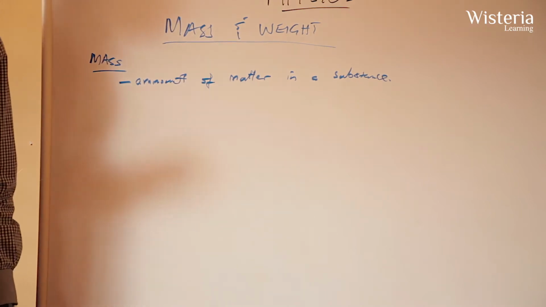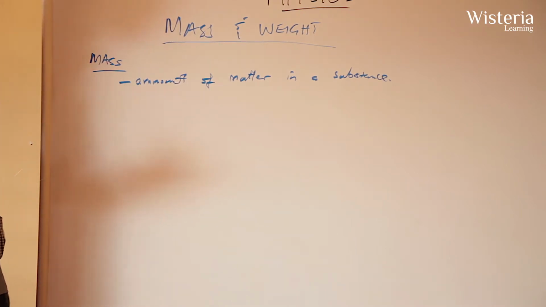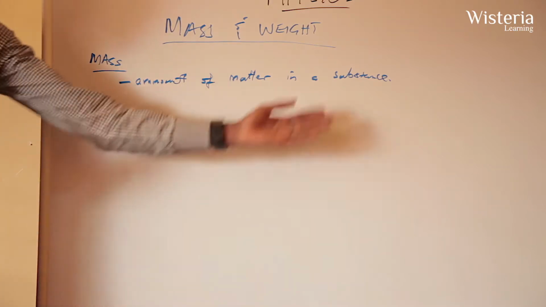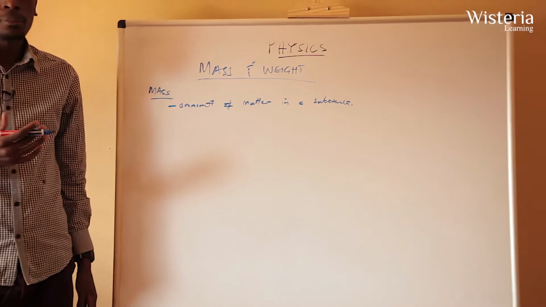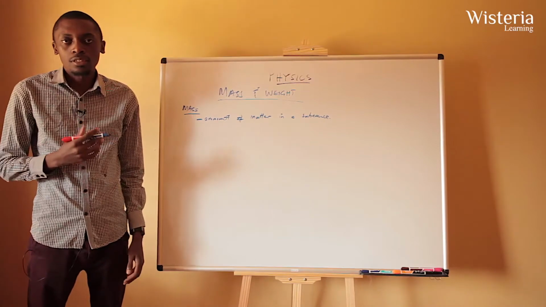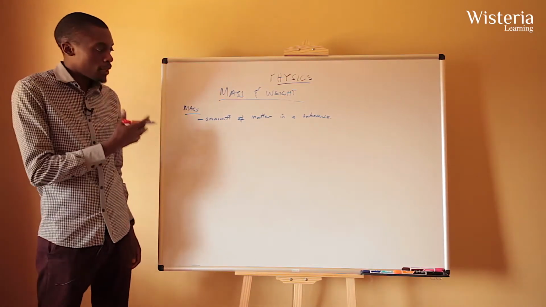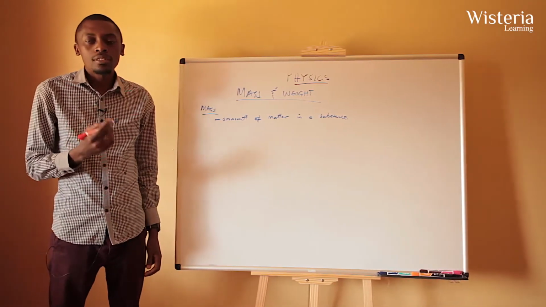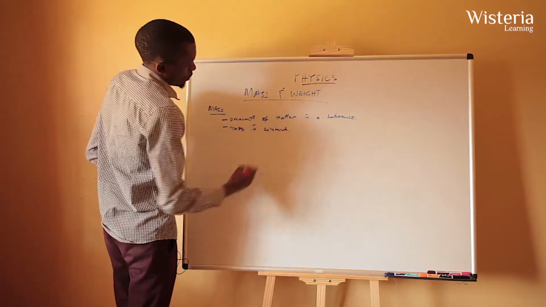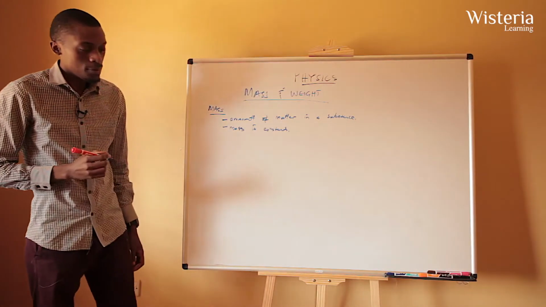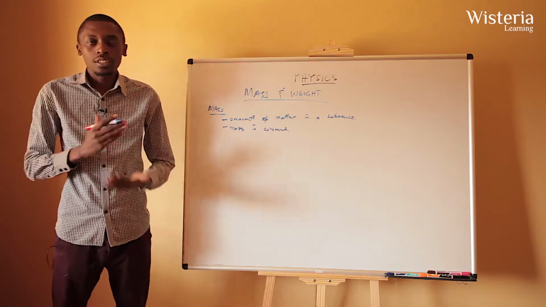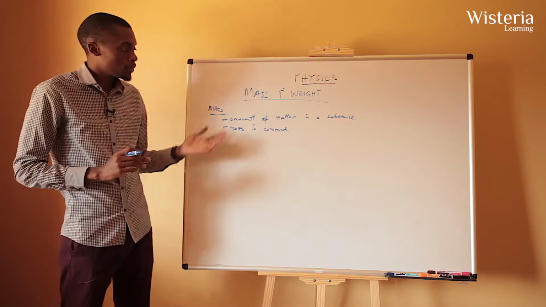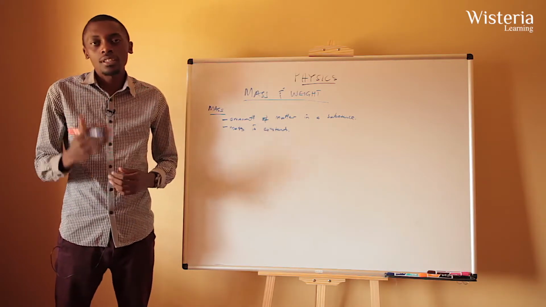So one important fact that we should remember about mass is that taking an object or a substance from one place to another does not change the amount of matter inside it. So we can simply say that the mass of a substance remains constant. Taking an object from the earth to the moon, its mass remains the same because the amount of matter inside the substance is the same.